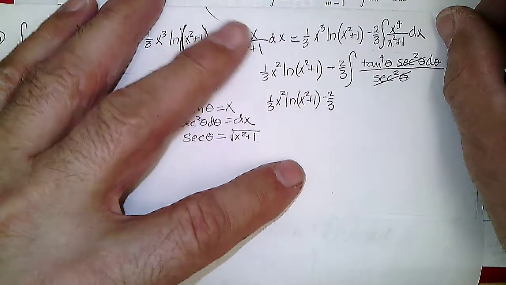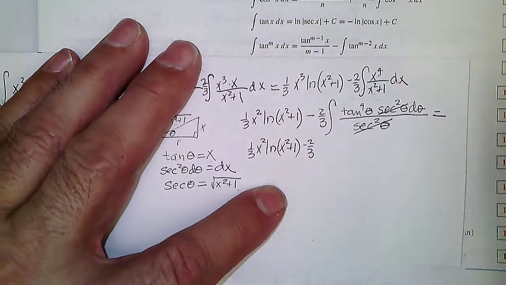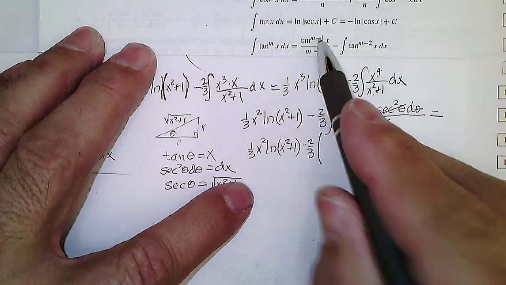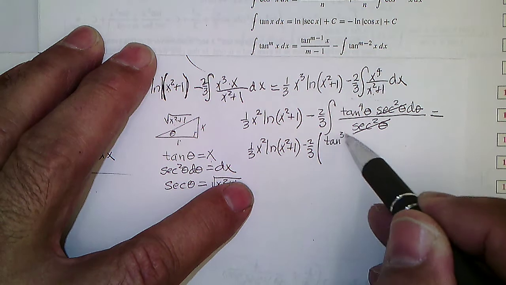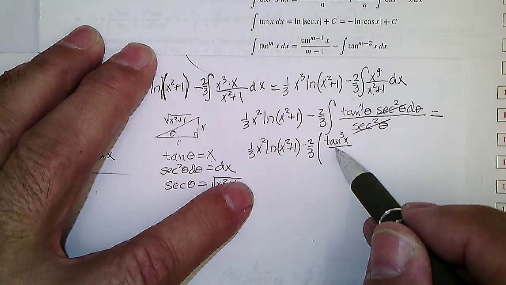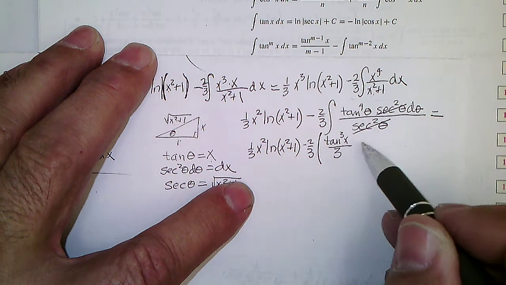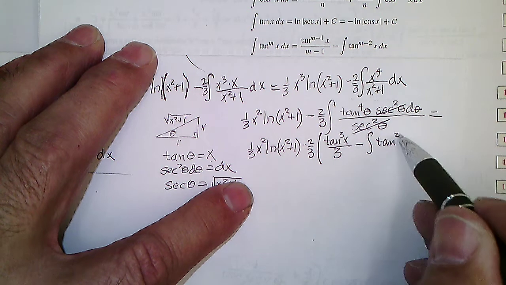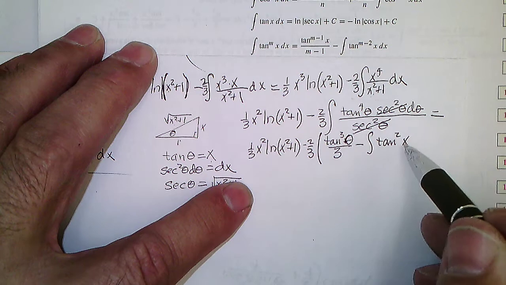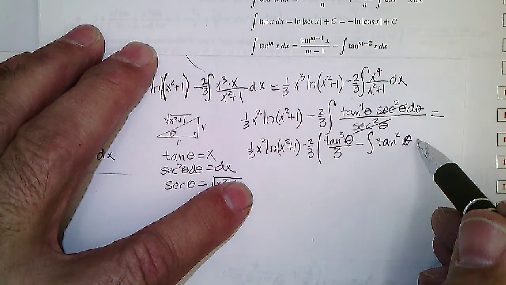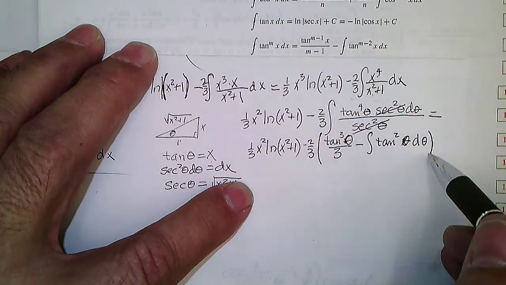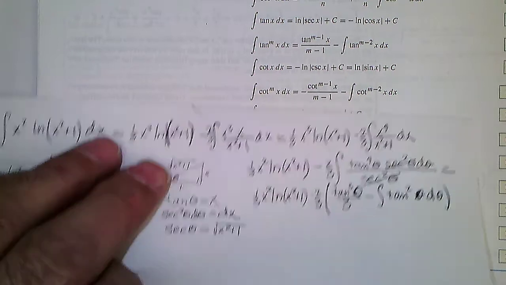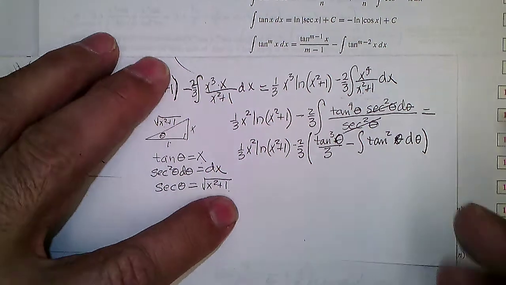There's a reduction formula for tangent to the fourth. m would be 4, and so this would be tangent to the third, x over 3 minus the integral of tangent squared x. Oh, these are thetas. d theta. And the integral of tangent squared, we can just use the reduction formula again, I guess.